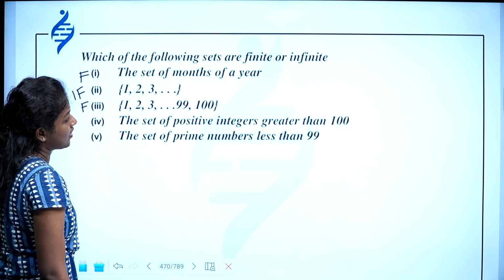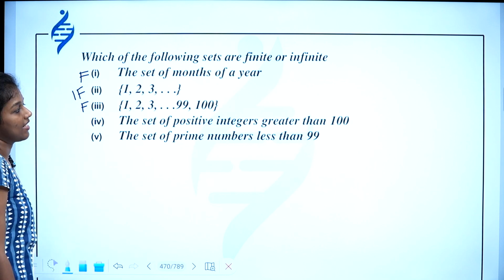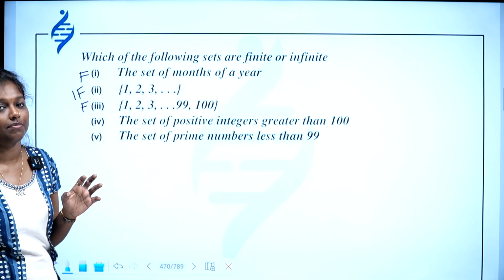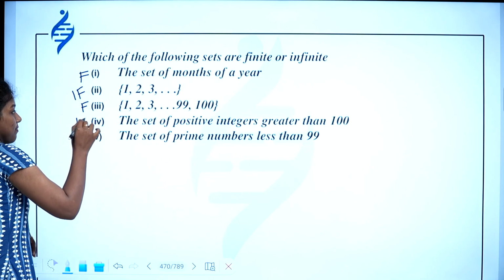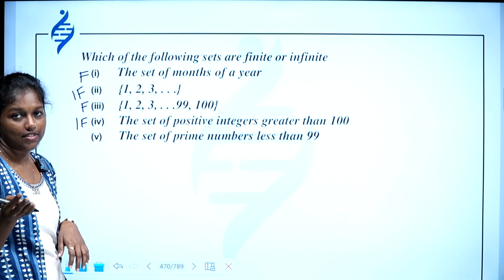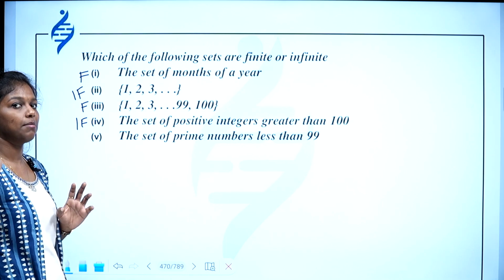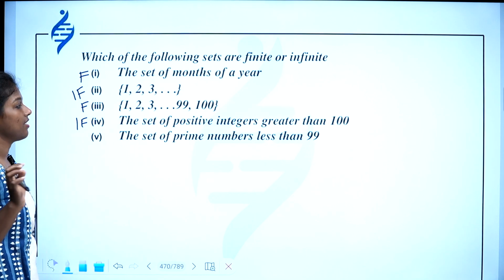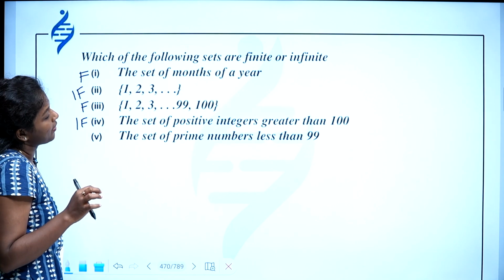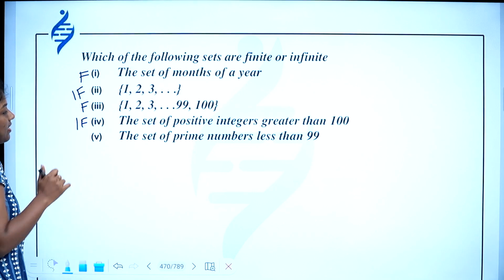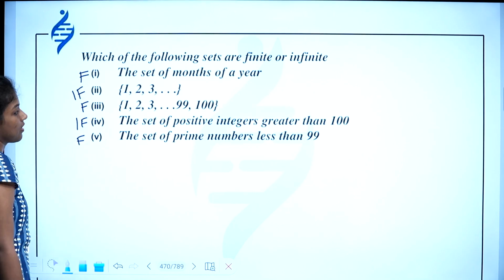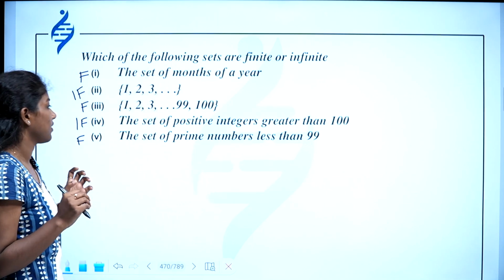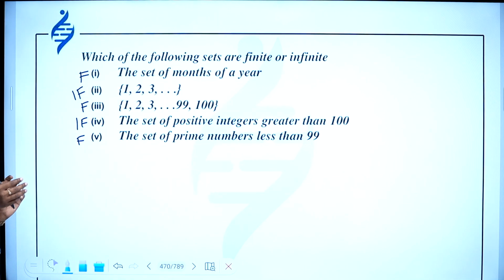The set of positive integers greater than 100. There will be infinitely many numbers greater than 100. So you can say this is infinite, right? Because after 100 you can write any number of elements. Then the set of prime numbers less than 99. This is finite.